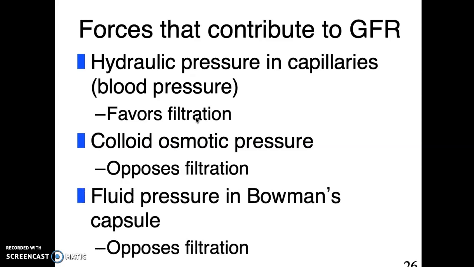And then the fluid pressure in the Bowman's capsule. That's in the balloon itself. If the balloon fills up with too much of that fluid, it creates a lot of pressure, also wanting to come back in through the little hole that it went out. Correct? So one is hydraulic, meaning how much of that pressure leaves the hose, and the other two are how much is coming back into the hose.